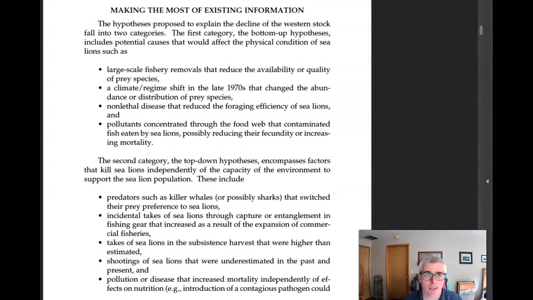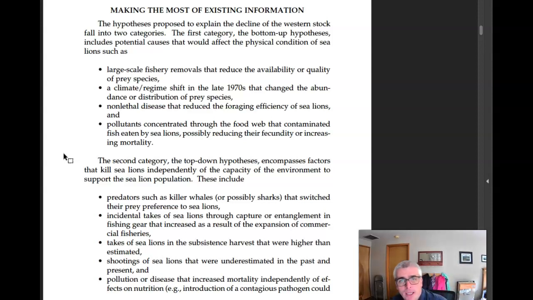Okay, so they came up with 2 different hypotheses to explain this reduction in Steller sea lions. The first one is bottom-up hypotheses, meaning the things I eat are impacting me. And so they had a few bottom-up hypotheses.